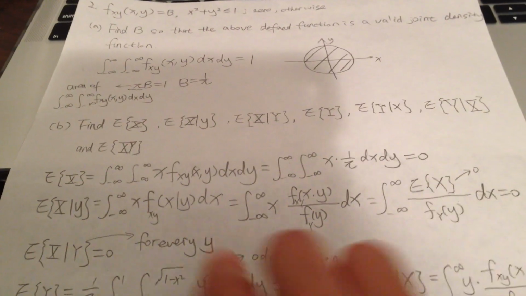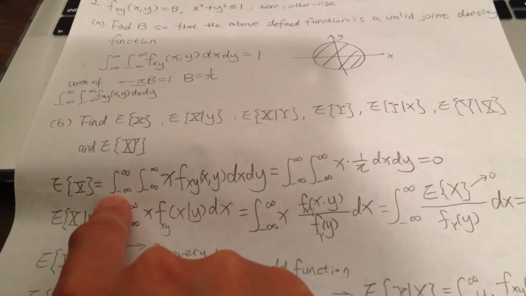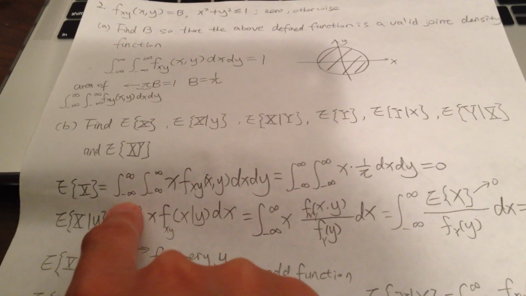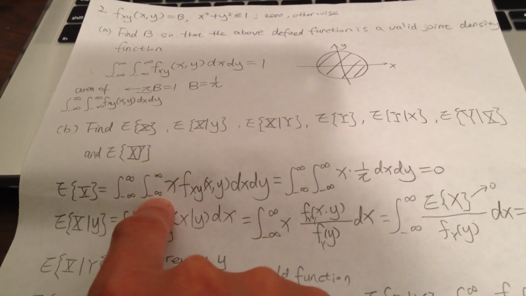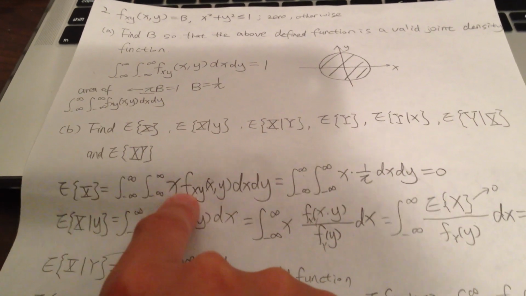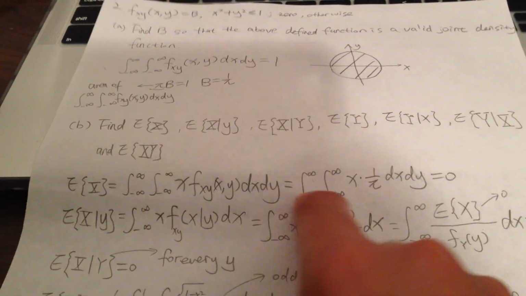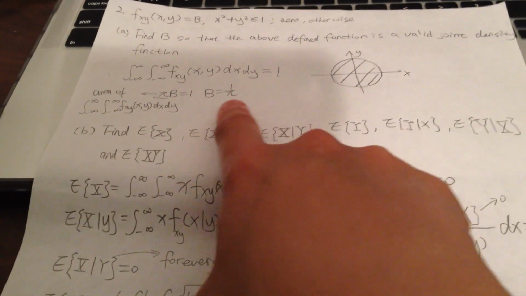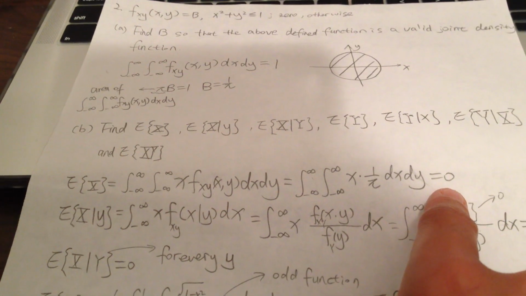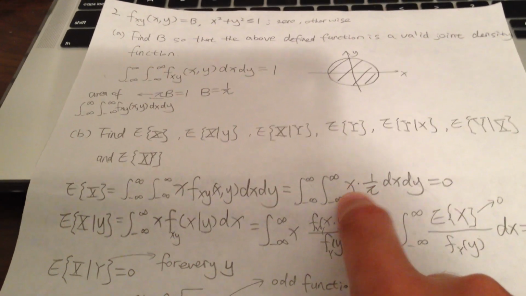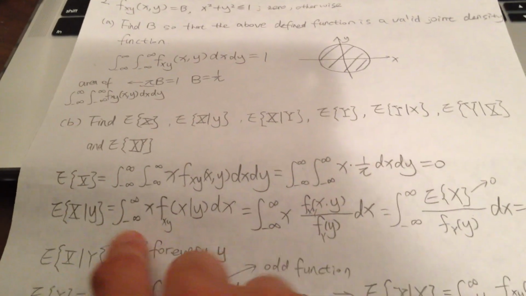First, let's check how to figure out the expectation of capital X. According to the definition, it should be in this form: the integral from minus infinity to infinity of x times the joint density function dx dy. We just plug b in here, and the answer is 0, because this is an odd function.